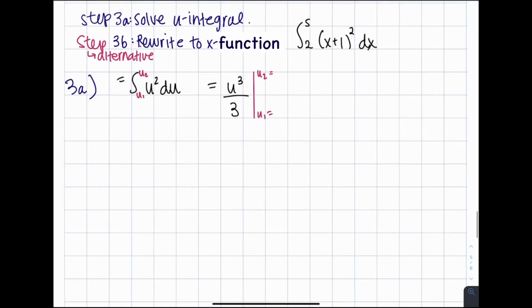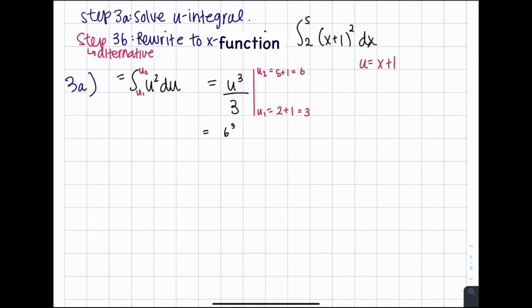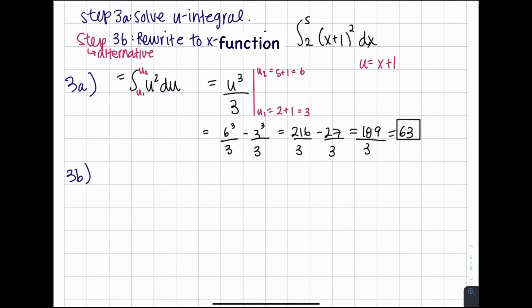The first step is to find our actual u boundaries. Our u function is u equals x plus 1. So using our given boundaries, we can substitute the 2 and 5 to find our u1 and u2, which turn out to be 3 and 6. Then we will evaluate the integral using these boundaries. And we end up with 63.